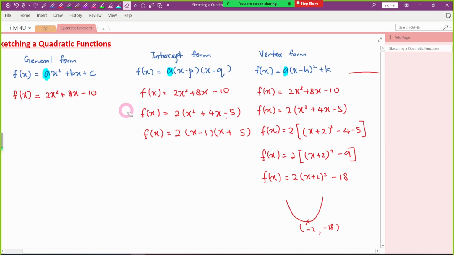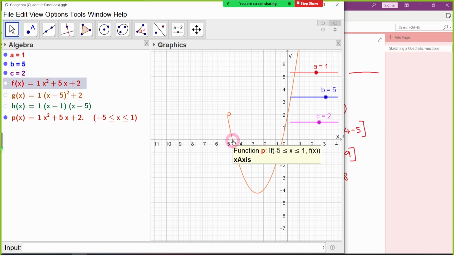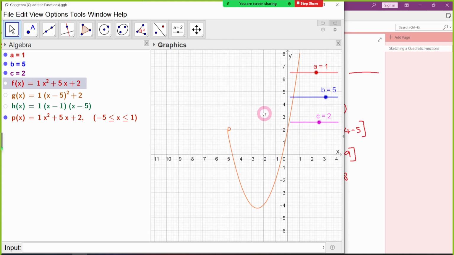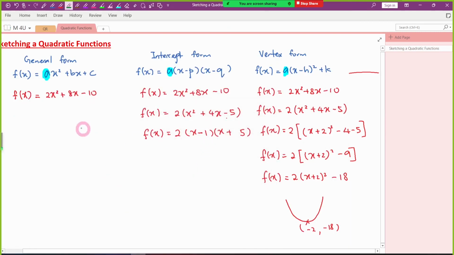To sketch a graph, a quadratic function, you just need to show some important point, x-intercept, y-intercept, and also the maximum point and minimum point. So sometimes, for example, if you are given a domain like this, you will need to show x-intercept, y-intercept, minimum point, and also the initial point here and the last point here. If the question does not give you a domain, you don't have to label these 2 points, it is okay.